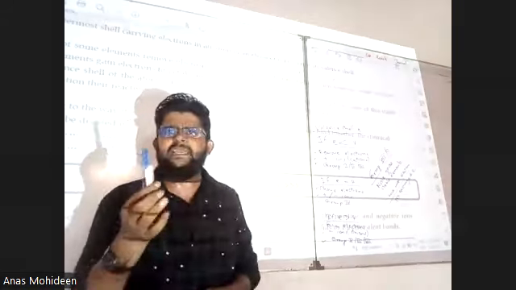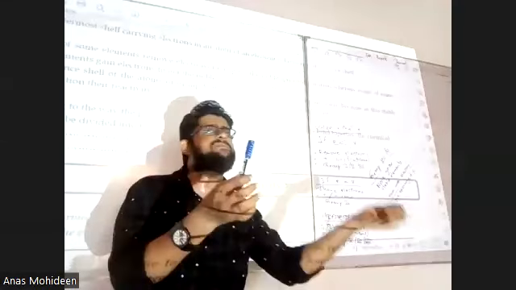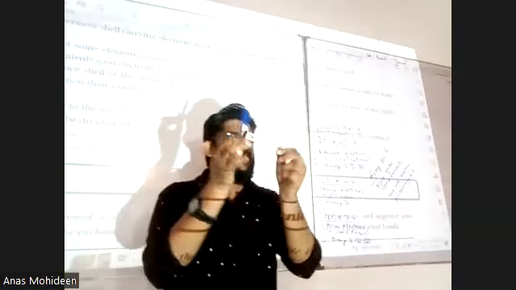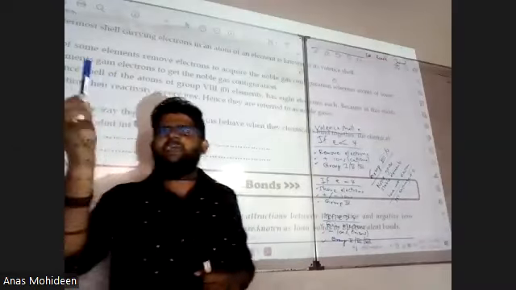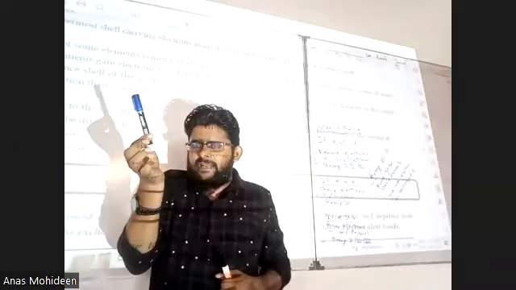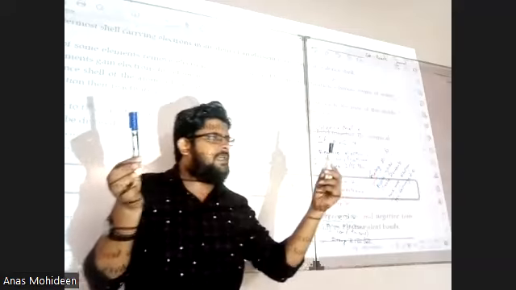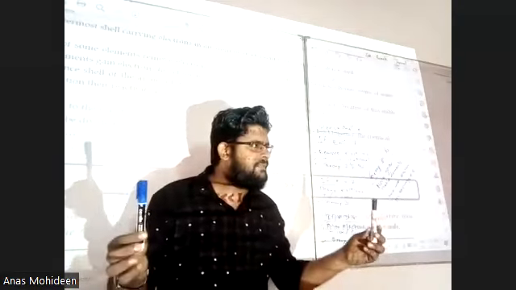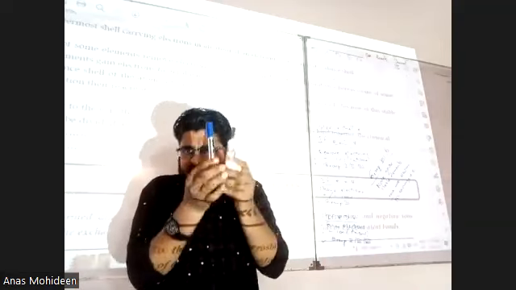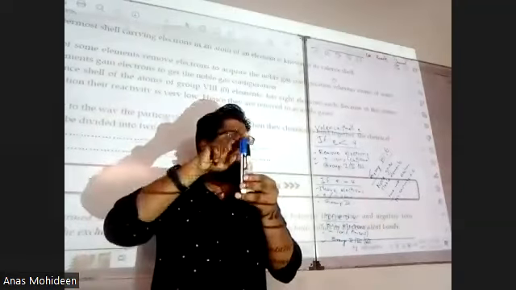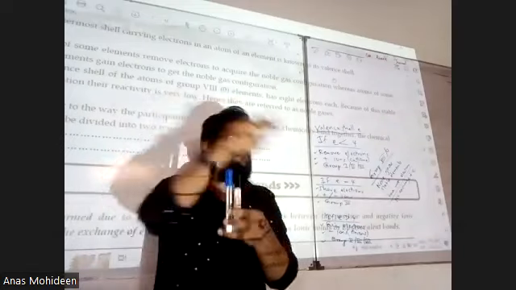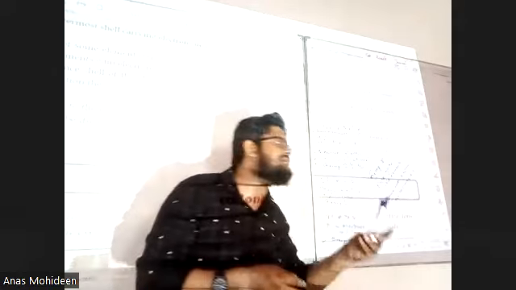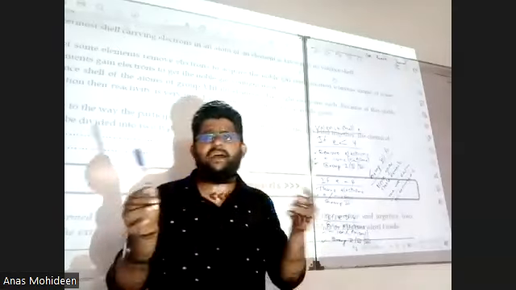So one person gives one electron, another person gives one electron. So 1 to 1, they share. Earlier, let's say A has got one electron, B has got one electron. Before making the bonding, A has 1, B has 1. When both of them share the electrons, these two electrons belong to both A and B. So A also has two electrons, B also has two electrons now because they share the electrons.